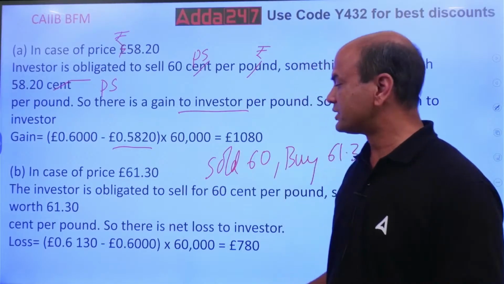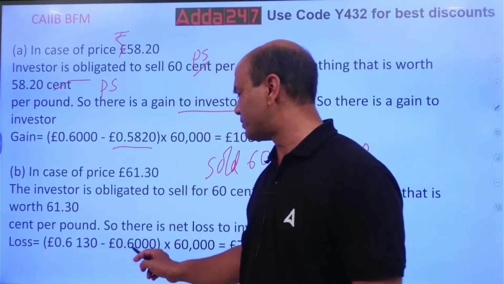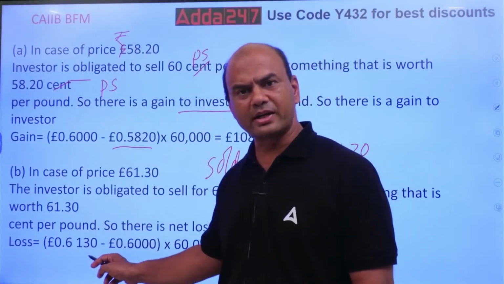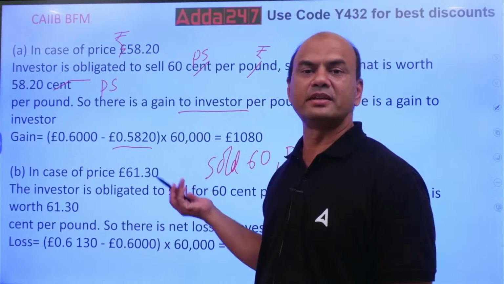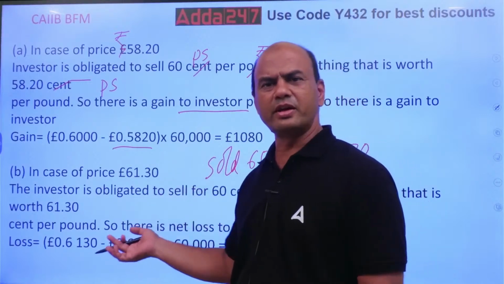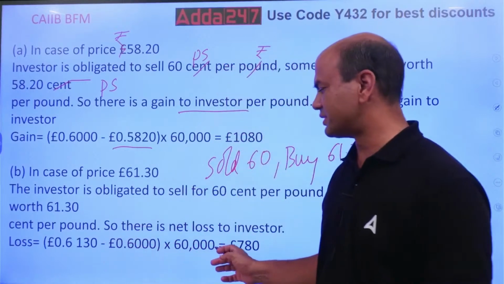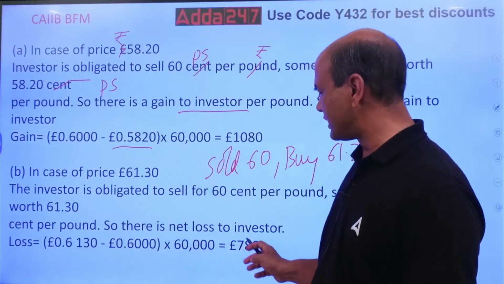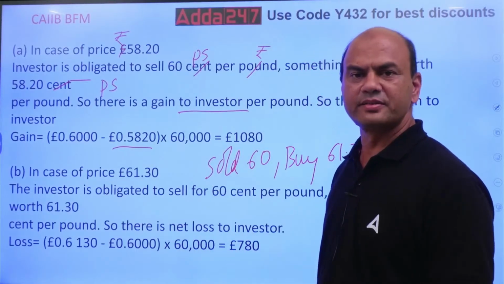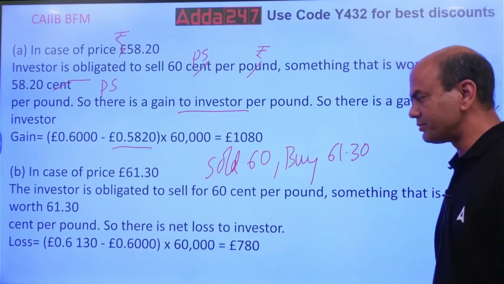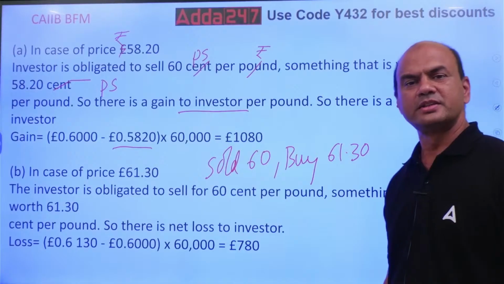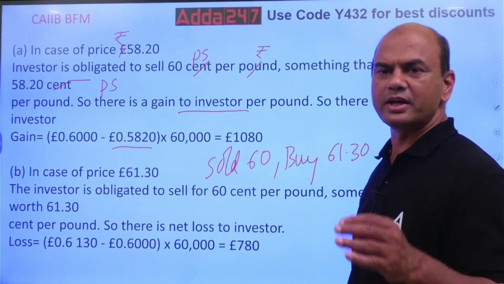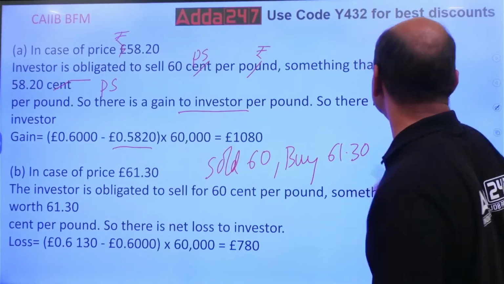Got it? So 0.6130 minus 0.6. If you subtract it, divide by 100 because this is cents and pounds, or paise and rupees, and multiply with 60,000. The zeros will go and whatever remains is this 780. Got it, everyone? Clear? The simple calculation is buy at what rate, sell at what rate, and that's the difference.